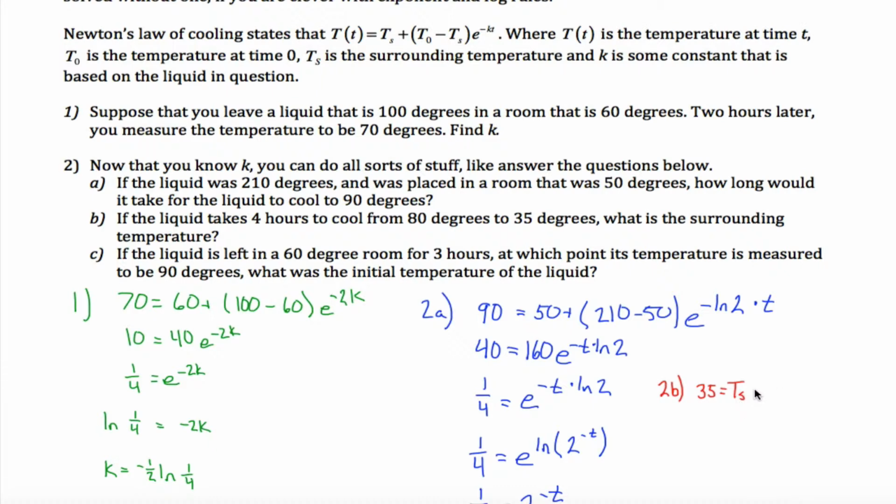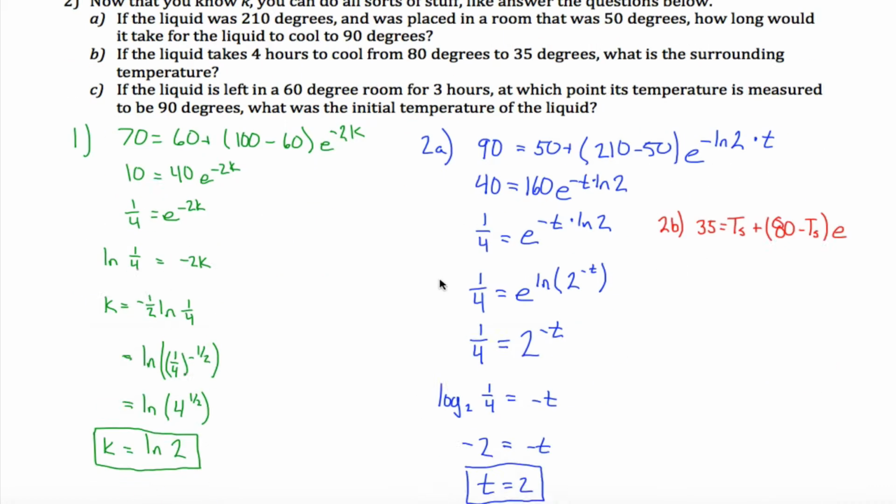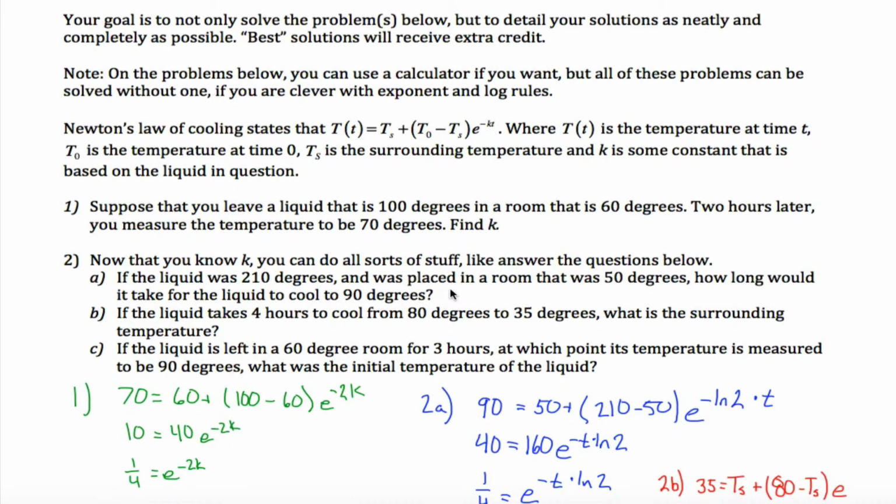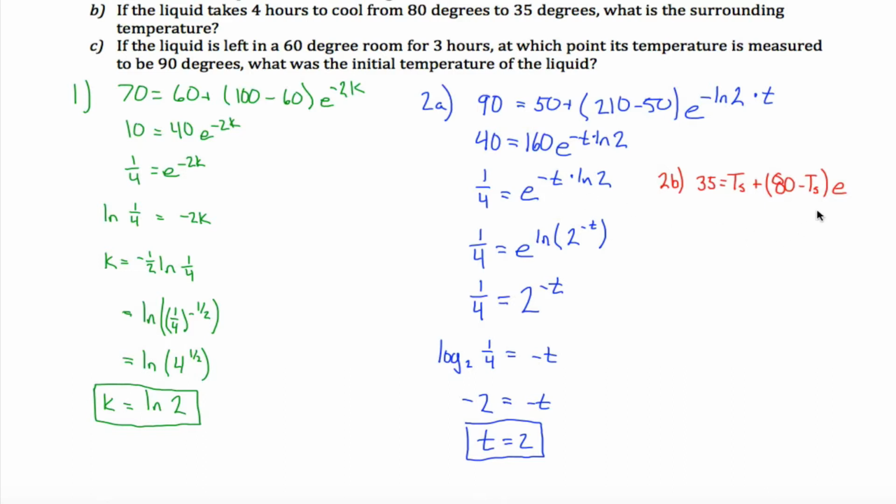So I got 35 equals T sub S plus the difference between the initial temperature given to me to be 80 degrees and T sub S times e raised up to the negative k times t, negative k. Well, k is still the natural log of 2 and t in this problem is given to me to be 4. So I got negative 4 times the natural log of 2.